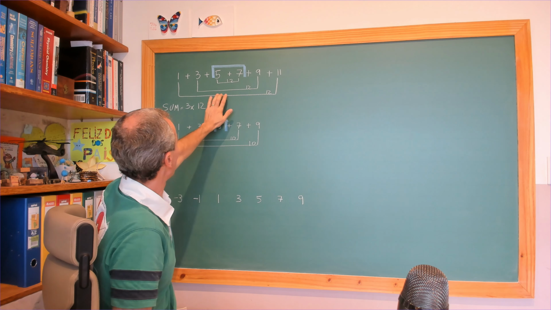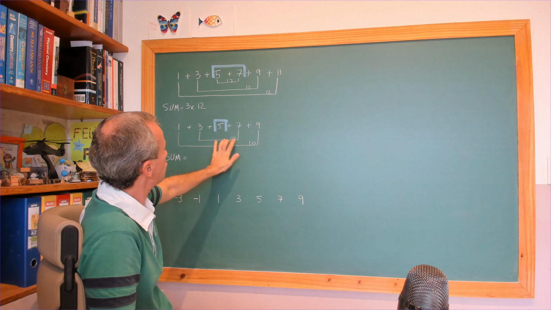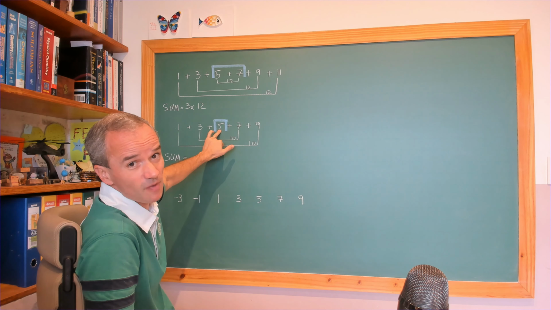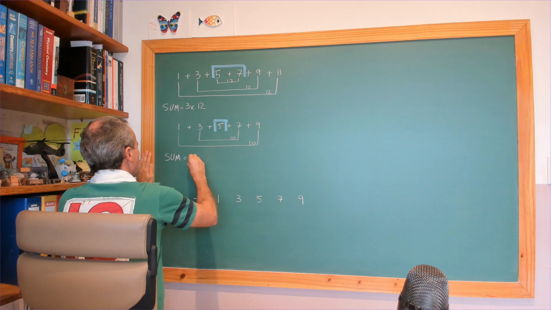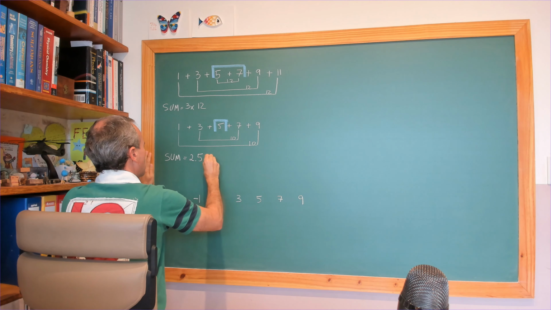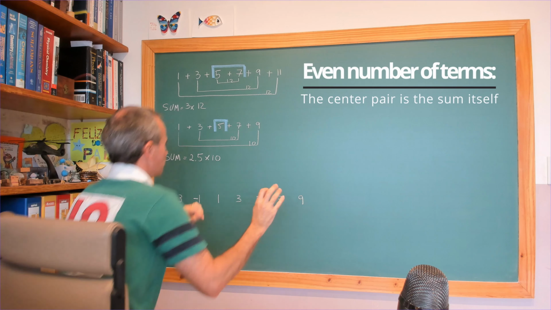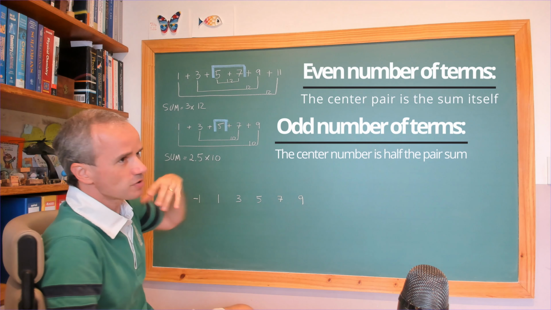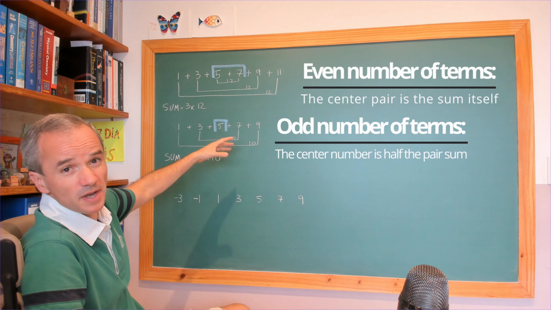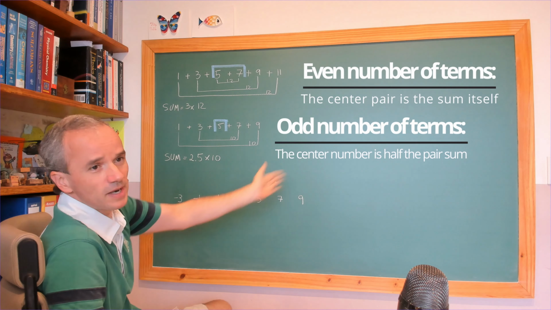In here we have 3 pairs. 1, 2, 3 pairs. Now we have 2 pairs and a half. This is half a pair. So this is going to be 2.5 times 10. Leave it there. Now, in case you think the coincidence is too big, I gave you a negative sequence.